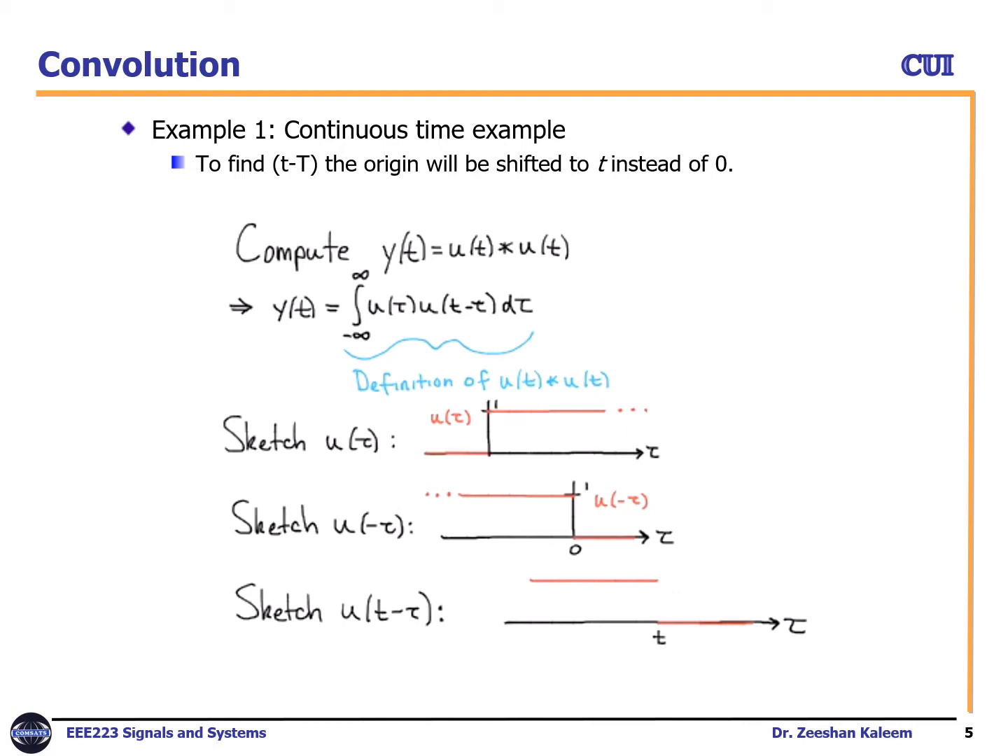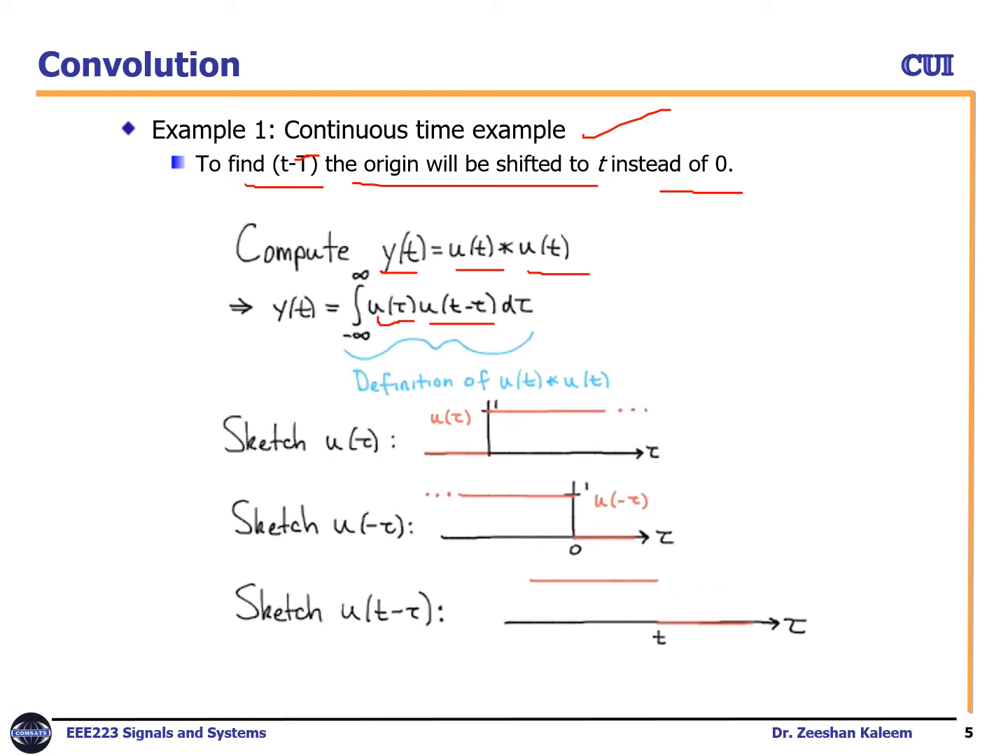First, we will discuss a continuous time case example. The origin will be shifted to t instead of 0. So first of all, we want to compute y(t), which is the function u(t) convolved with u(t). So for convolution, we know that we have to change the variable from t to tau. So it is u(tau), and then we need a delayed version u(t minus tau). So this is the general convolution expression, and we need to convolve these two signals.